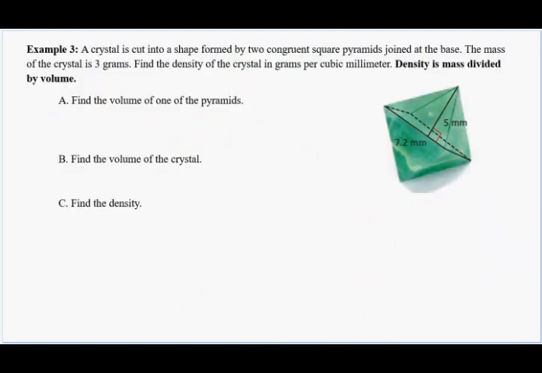All right. Example 3 is kind of like an applied one. We've got a crystal. The crystal is cut into the shape formed by two congruent square pyramids, and then we join them together at the base. The mass of the crystal is 3 grams. We will at the end find the density of the crystal in grams per cubic millimeter. And then bolded here is how to find density. Density is just mass divided by volume. So this is sort of broken into pieces.